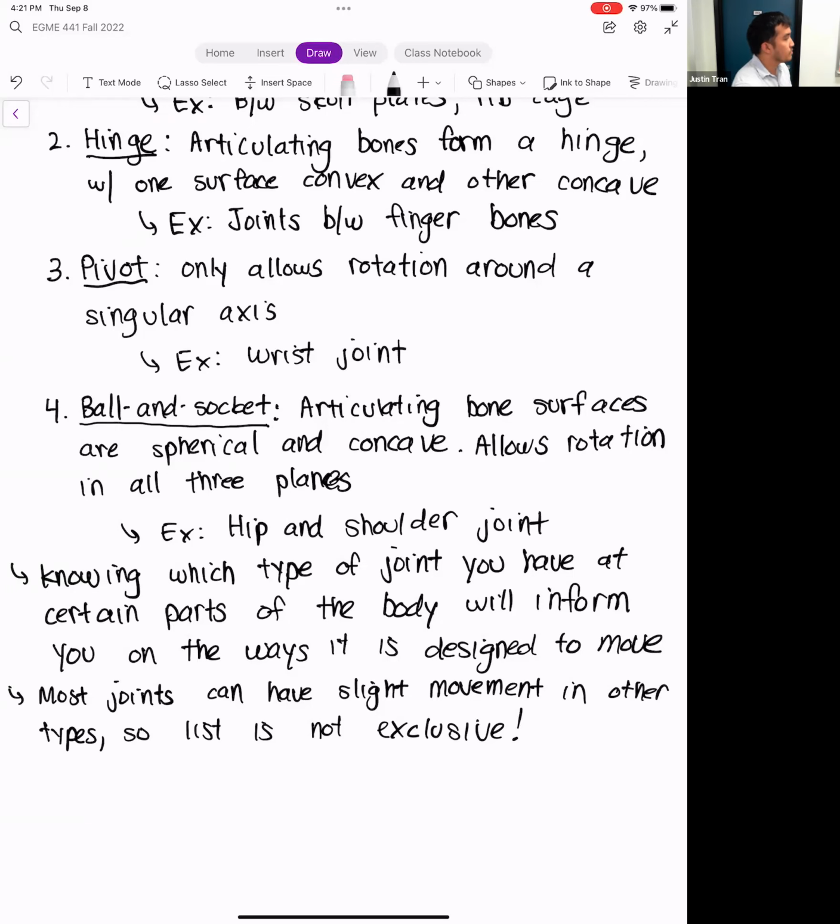Okay. Right, so one good example of that is your knee. Your knee is mostly a hinge joint. It's mostly designed to work just as a hinge, but you do have a little bit of lateral and medial movement as well in the knee, depending on how flexible your ligaments are. So your knee is mostly a hinge, but then it can move in other ways as well. All right, any questions on this?